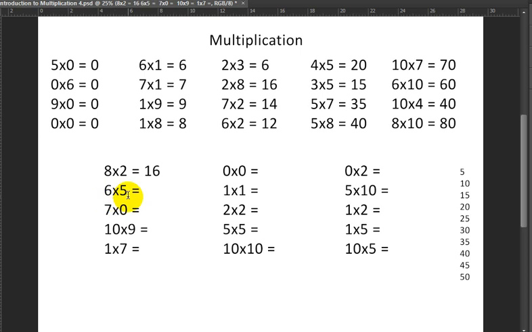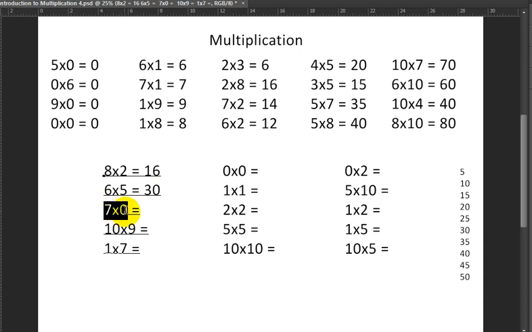Next up, we have 6 times 5. I don't have a trick for 6, but I do have a trick for 5. We said that we need to count to the 6th number because I'm multiplying 5 with 6. So the 6th number out of these. So let's do that together. 5, 10, 15, 20, 25, 30. So 30 is my result.